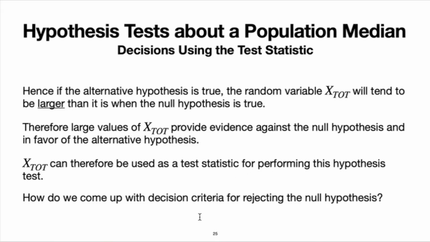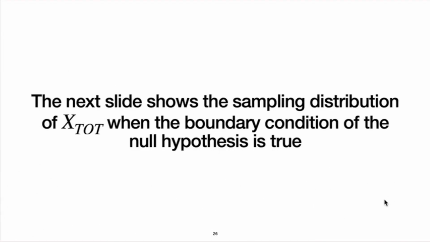Now, how do we come up with a decision criterion for deciding whether or not to reject the null hypothesis? Well, in order to come up with a critical point, or decision criteria that we can use, we need to know how the test statistic behaves under the conditions of the null hypothesis, and in particular at the boundary condition. And so the next slide that I'm going to bring up shows the sampling distribution of x tot when the boundary condition of the null hypothesis is true.